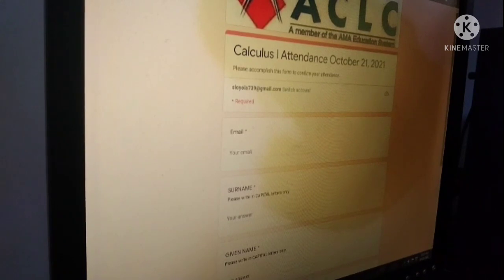Nakita ko yung module itong week natin. Medyo sa level ninyo, medyo baka mahirap siyang intindihin. Kaya minodify ko.